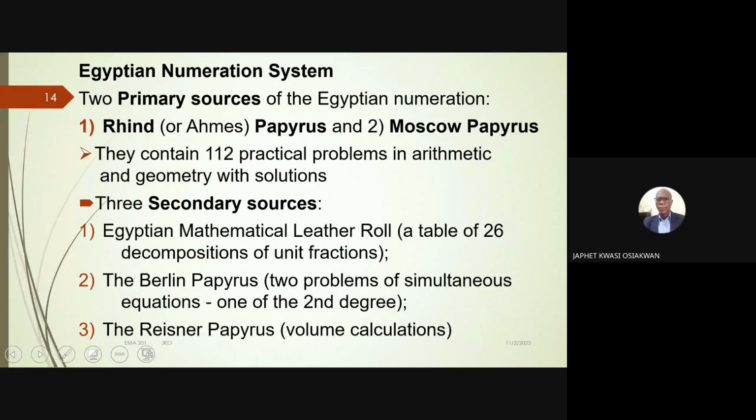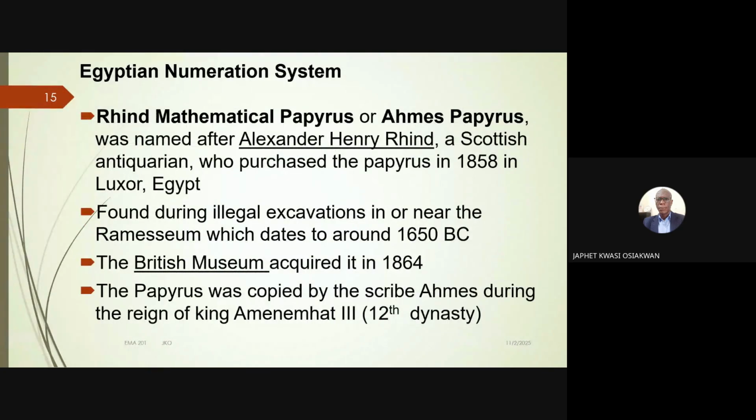Okay. They have 2 sources of their numeration system: the primary source and the secondary source. For the primary source, we have the Rhind papyrus and the Moscow papyrus. You can read about it in history. When we finish the course, you can go online and read about the sources of the Egyptian numeration system. For the secondary sources, about 3, we have the Leather Roll, the Berlin papyrus, and the Reisner papyrus. So these are the sources of the Egyptian numeration system. I'll just jump over the history, and then we'll see how they write their numbers.